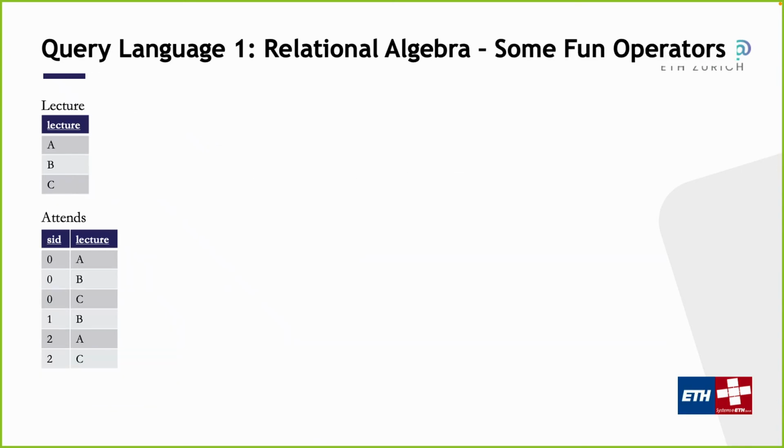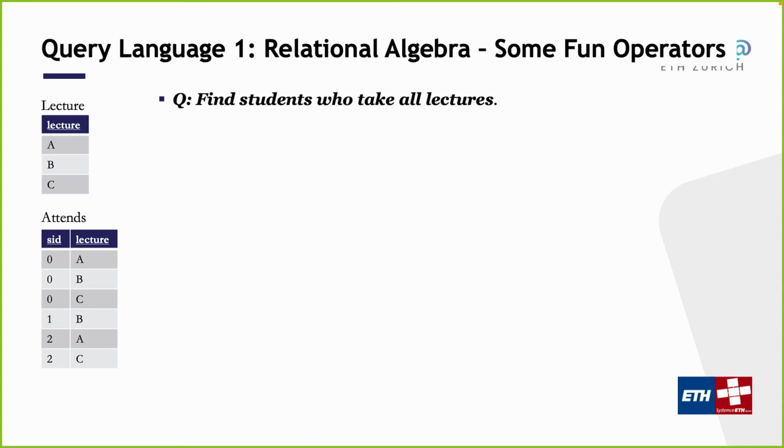So there are some interesting operators in relational algebra that we can think about together. Let's look at this query. I have two relations. One relation contains all the lectures, and another relation, attends, contains which student takes which lecture. Now the query I want to understand is: find students who are taking all the lectures. How can we write a relational algebra expression for this query?